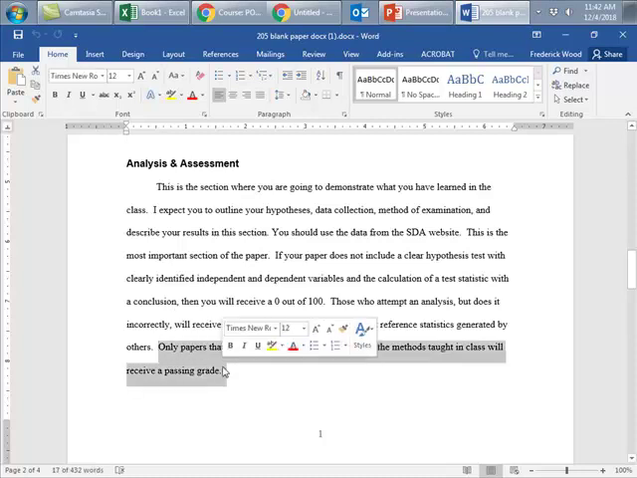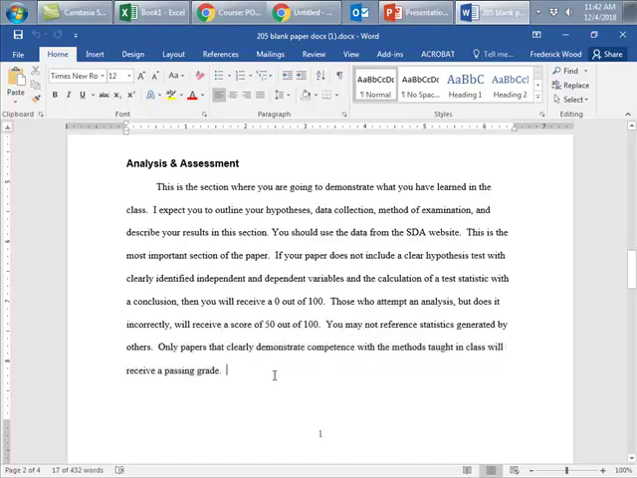Only the papers that clearly demonstrate competence with the methods taught in class will receive a passing grade. So your analysis and assessment should be a couple of pages, depending upon if you do tables and whatnot. If you're nervous and you want to literally staple your hand calculations to the end of the paper, go ahead and do that. Fine with that. I've got no problem. If you've got 50 pages of you trying to figure out how to do a chi-square, go ahead. Staple it in there.